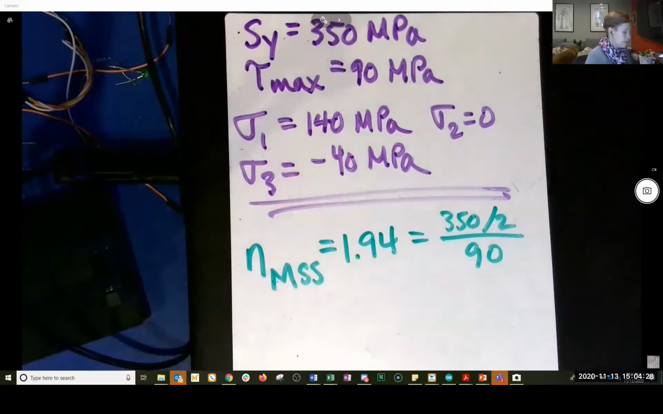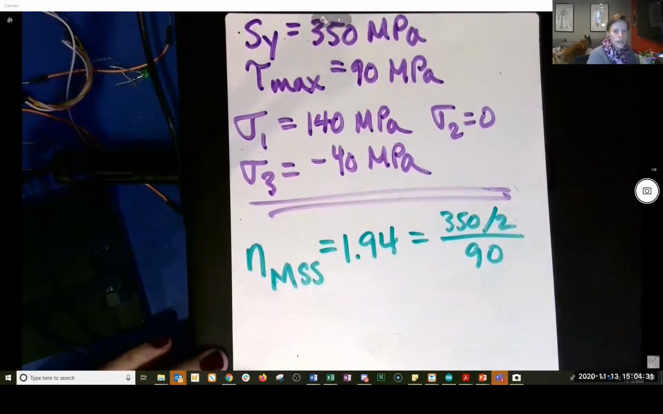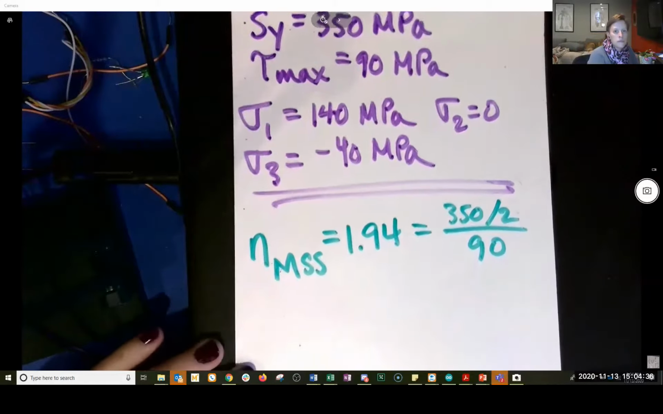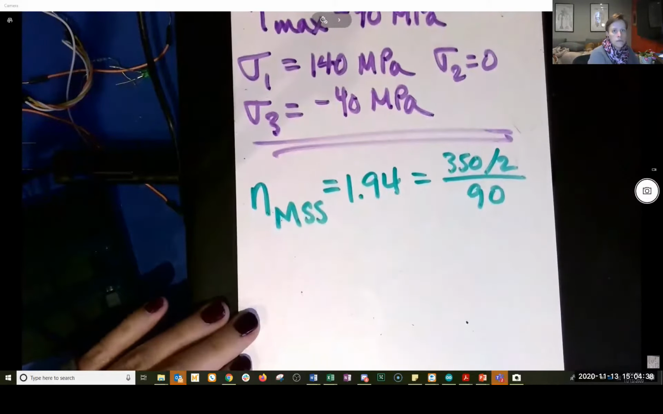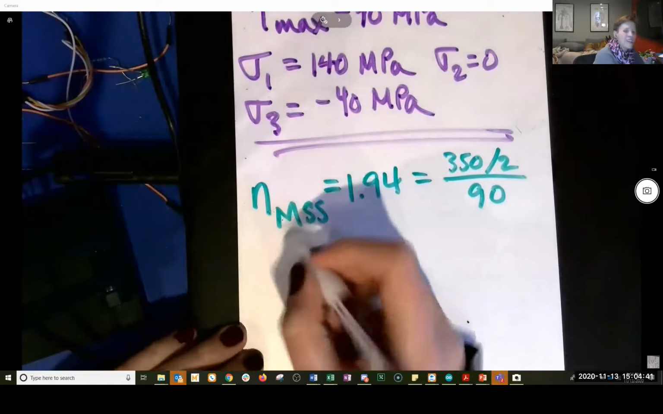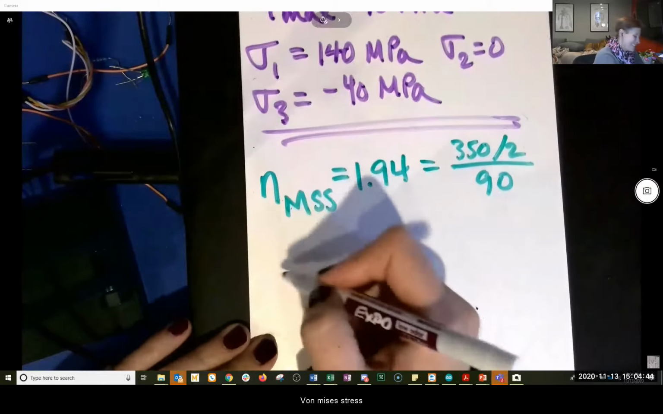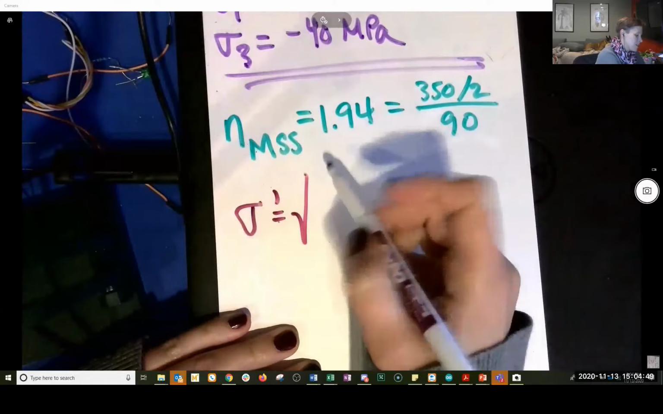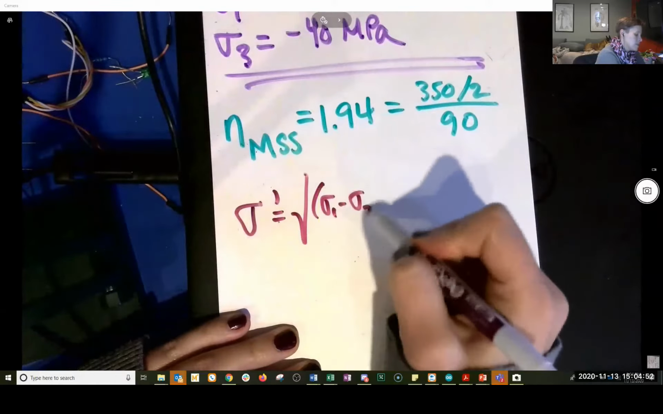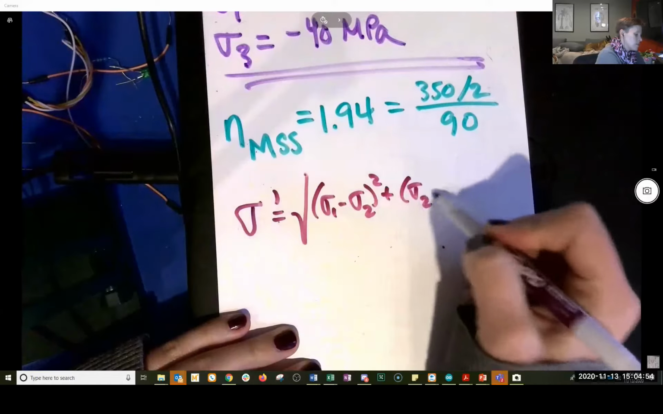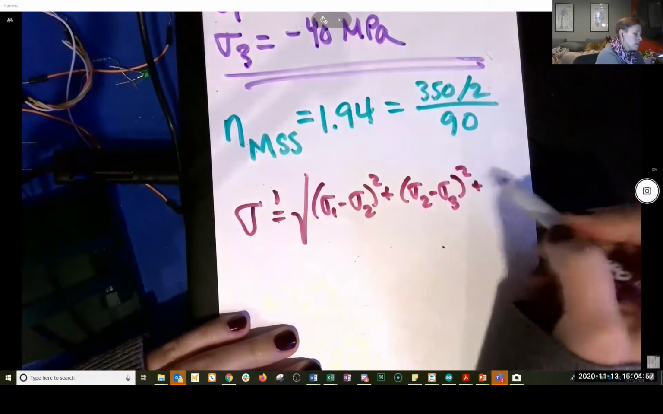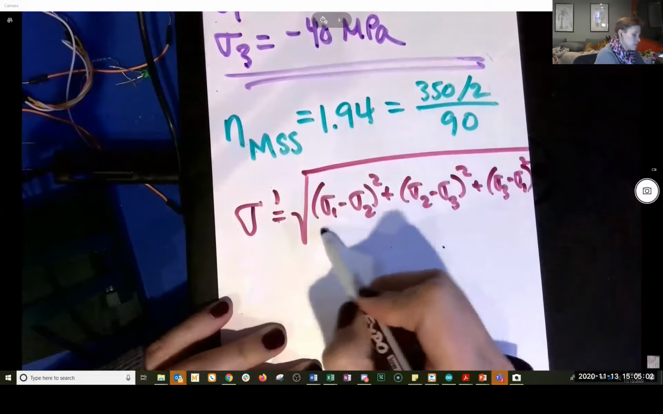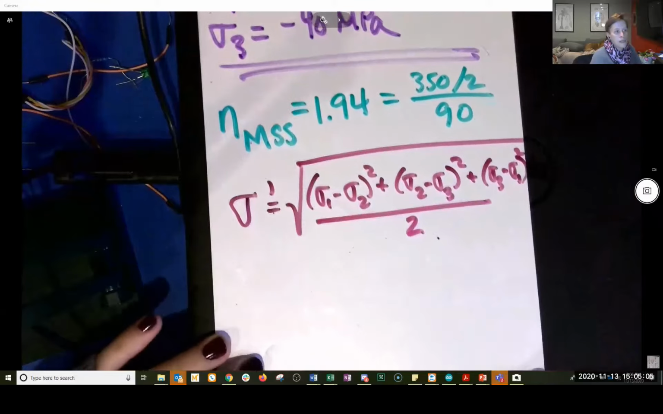Okay, so let us continue onward. What do we do to get distortion energy factor of safety? Big boy time. All the parentheses. We're going to find, what's that term called? Von Mises stress. We're going to find von Mises stress. So we're going to take the square root of sigma 1 minus sigma 2, sigma 2 minus sigma 3, sigma 3 minus sigma 1, each squared. Take the square root, don't forget our half. So we're going to get our von Mises stress.